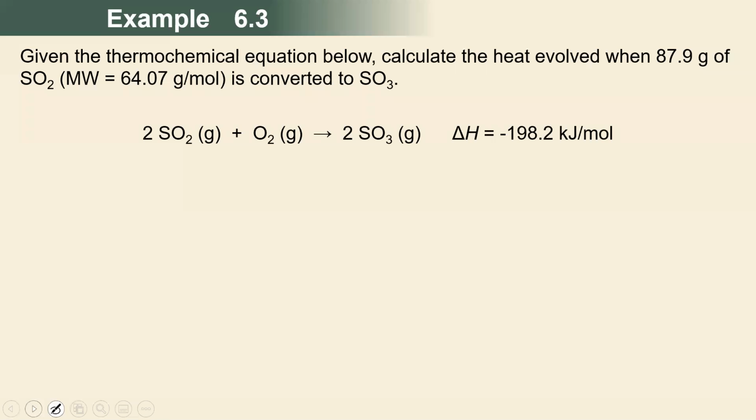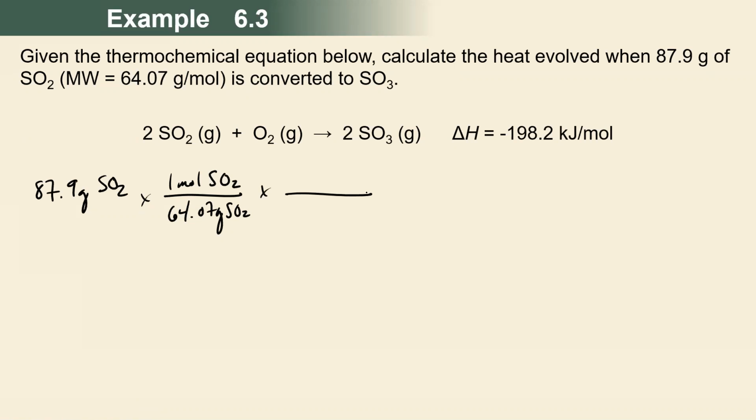All right. So let's do a quick example. Given the thermochemical equation below, calculate the heat evolved when 87.9 grams of SO2 is converted to SO3. So we're going to start with that 87.9 grams of SO2. It gives us the molar mass, the molecular weight here. 1 mole of SO2 is 64.07 grams of SO2.